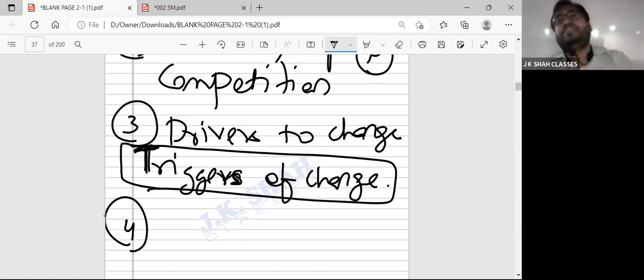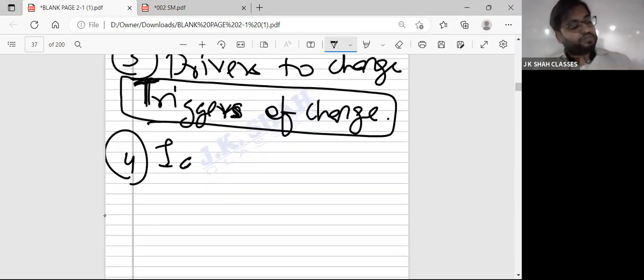China plus 1 is also one factor, a trigger of change. For what? COVID. You all understood this? Because over dependency on one particular country is bad for business. That is why they are searching for alternatives. You all understood this? This can have an impact on your business also. That is why triggers of change. We will discuss this. The 4th point is my favorite point.